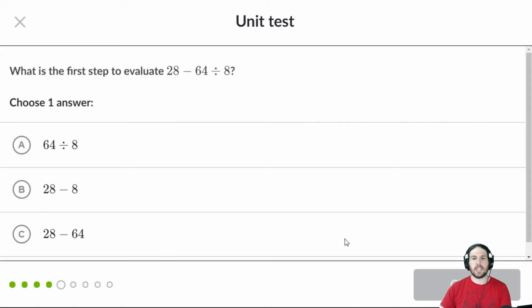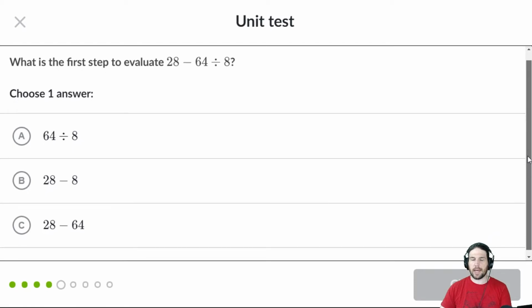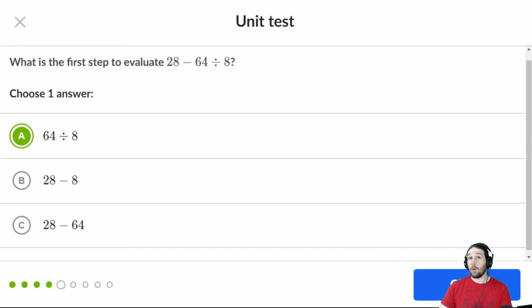What is the first step to evaluate 28 minus 64 divided by 8? Well, remember order of operations, the division and multiplication step, which is one step, happens before the addition and subtraction step.